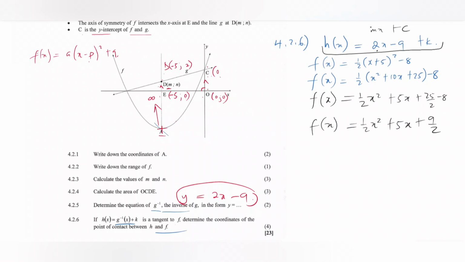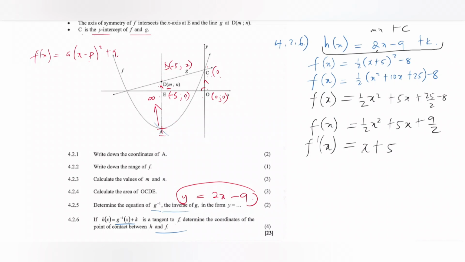From h of x, our gradient is equal to 2 because this one is given in the form mx plus c. So our m is 2. So meaning these 2 will be equivalent to our gradient that we get using this f of x. So we need to find the first derivative because we know that the first derivative is the gradient function of any given function, whether it's a parabolic function or a cubic function. Then we drop a 2, that is going to give us x plus 5. 9 over 2 is a constant. Derivative of a constant is 0.